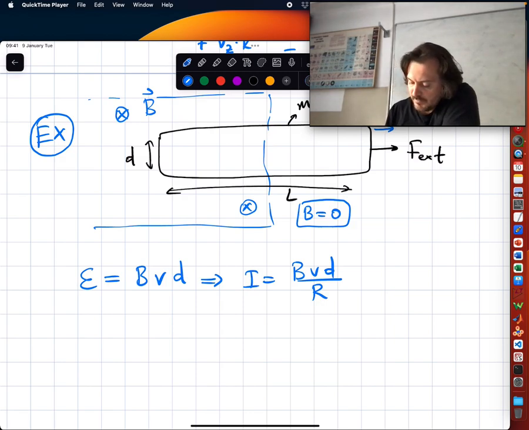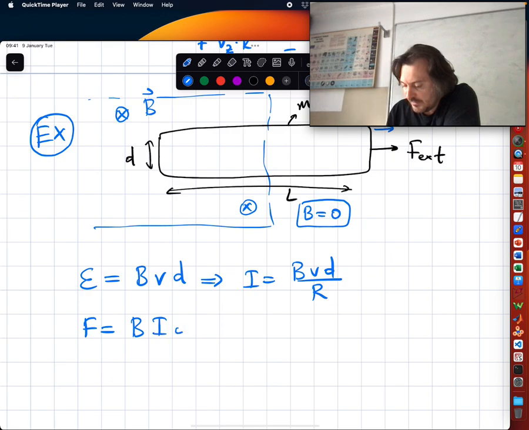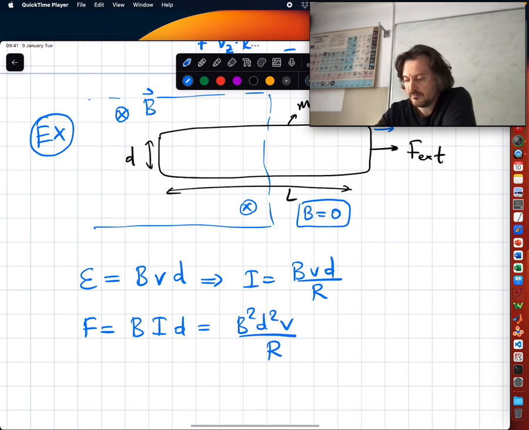Good. So I have F. Let's write down F. F is B times I times d, which gives me B squared d squared v over R. Right? But this F is pointing in the negative direction. Right? What do I mean by that?